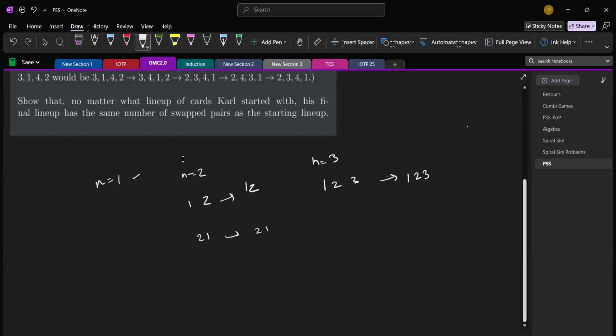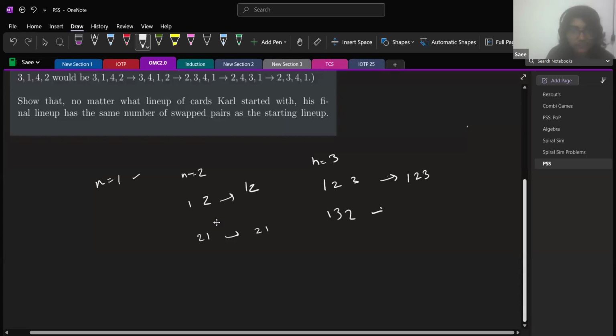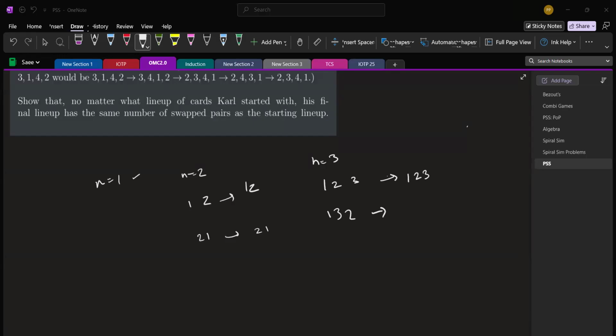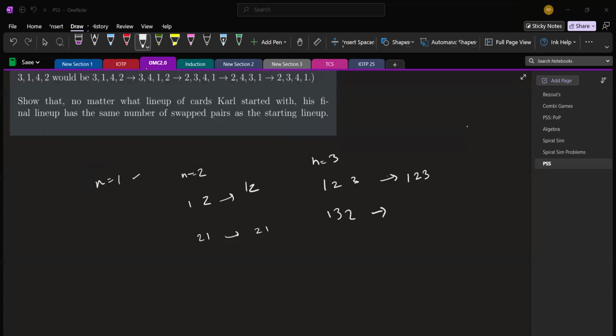I mean, it's holding, but I don't see any addition to gain from what you've done so far. Do you want to do more cases? What about checking how the number of swapped pairs changes as we do this process once?